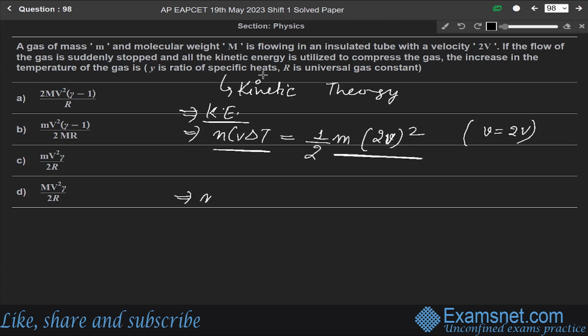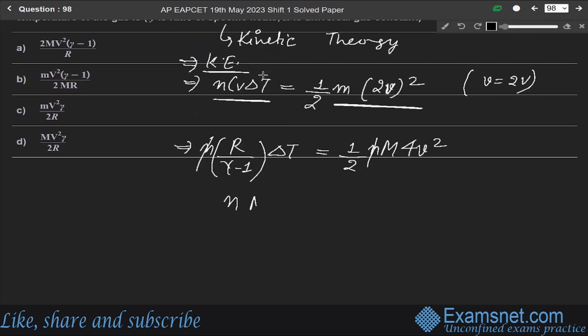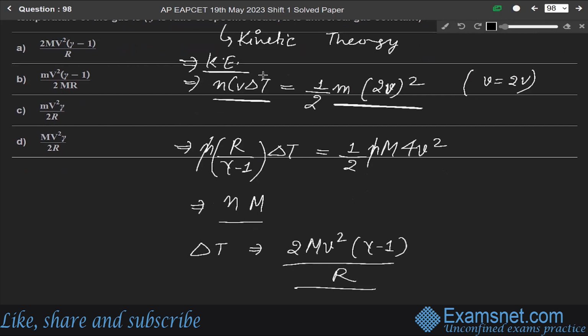So it will be equal to n, and Cv is what? R over gamma minus 1 into delta T. It will be equal to half Nm into 4V square. So this N cancels. Now delta T will be equal to 2mv square gamma minus 1 over R, okay. This is our final answer.